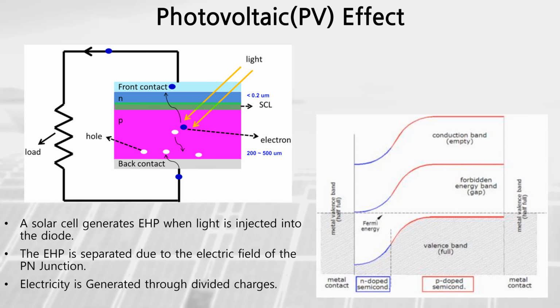So, how does solar power generate electricity? Let's take a quick look at how solar cells work. Solar cells have a p-n junction structure, and when light with energy exceeding the band gap enters, an EHP (electron-hole pair) is generated, and this charge is divided by an electric field, creating a photovoltaic effect that generates electricity.